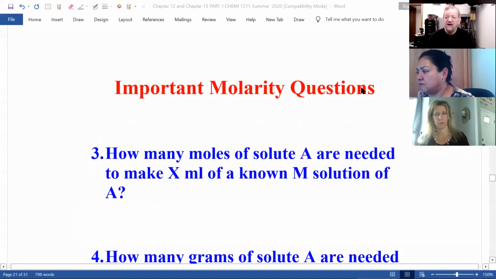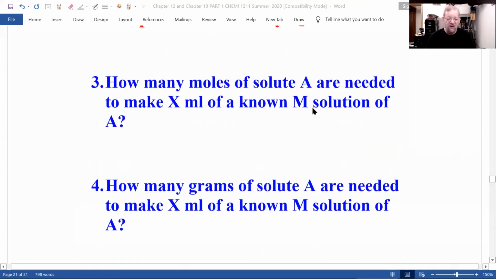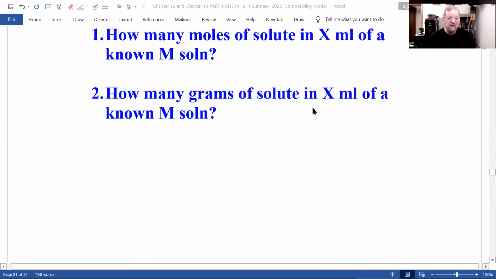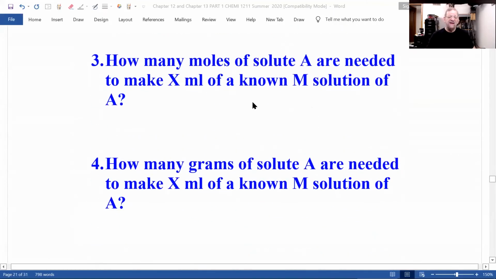If you look on your screen, under where I have important molarity questions, we've done 1 and 2, and skip 3 because I'll never put that on a test because 3 is part of 4. How many grams of a solute are needed to make X milliliters of a known molar solution, capital M is molarity, of A? So let's look at an example of this.